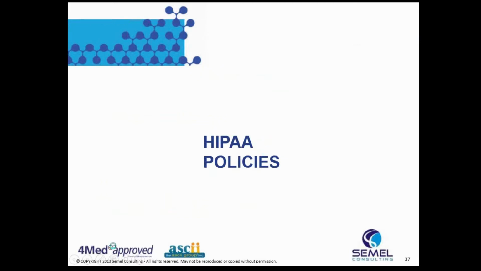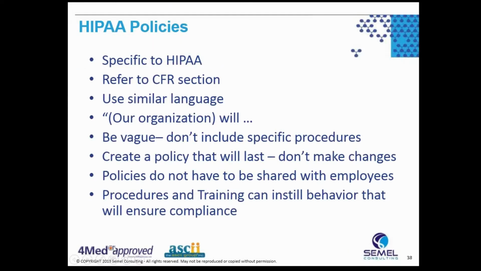HIPAA policies. So what's a policy? A policy has to be vague, but you want it specific to a HIPAA rule. We refer to the CFR sections in all of our policies. We don't write a policy that says we're going to protect against malicious software, period. We're going to protect against malicious software in accordance with HIPAA 45 CFR, whatever. We use similar language, so we don't make any auditor or anybody that would come in try to guess that this is a HIPAA policy, and we want it vague so we don't have to change it very often. You don't want to be changing your policies.